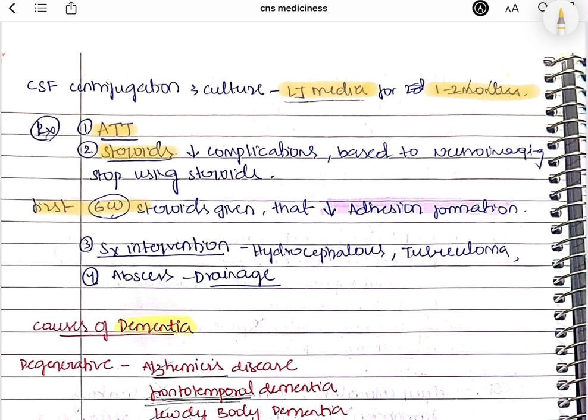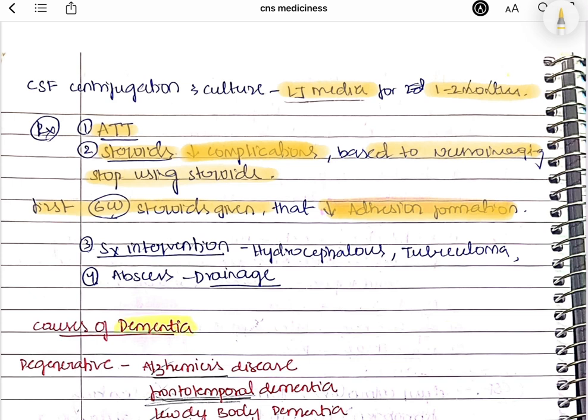For the first 6 weeks you have to give steroids, which will prevent this adhesion formation and also prevent hydrocephalus. So it decreases complications like hydrocephalus, cerebral infarction, cerebral ischemia and all. Based on the neuroimaging, once you feel the person is recovering well, you can stop the steroids.